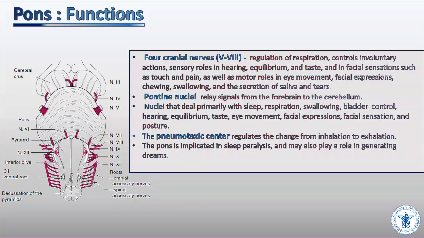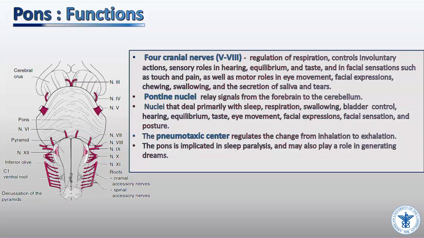The functions of the pons, obviously, it subserves the functions of the four cranial nerves, so sensations of the face from the trigeminal, some amount of eye movements with the abducens nerve, the facial movement by the facial nerve, and the vestibulocochlear, which is hearing. So it subserves those functions. It also has important functions in respiration. You have certain pontine areas which control breathing.